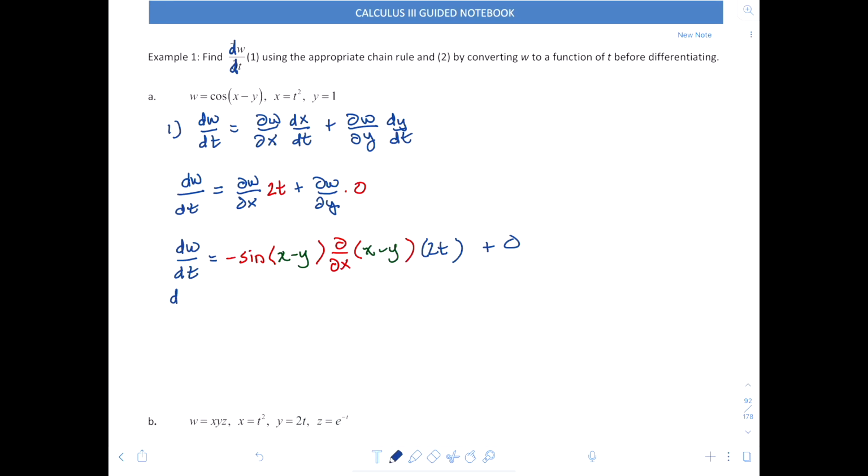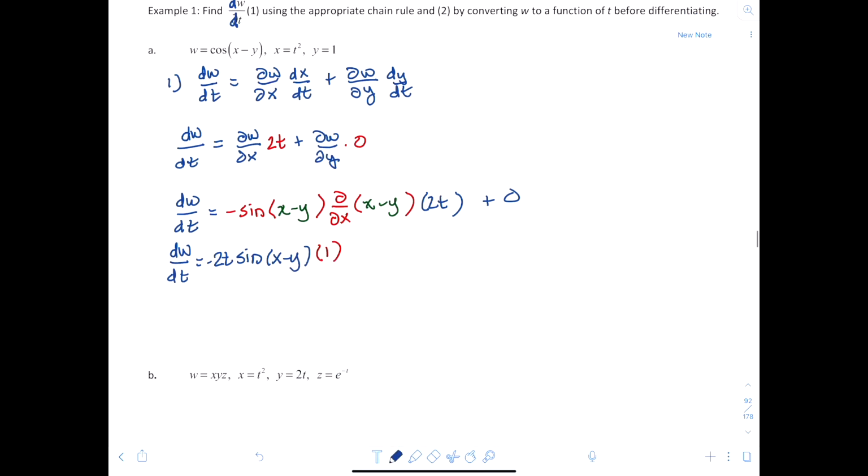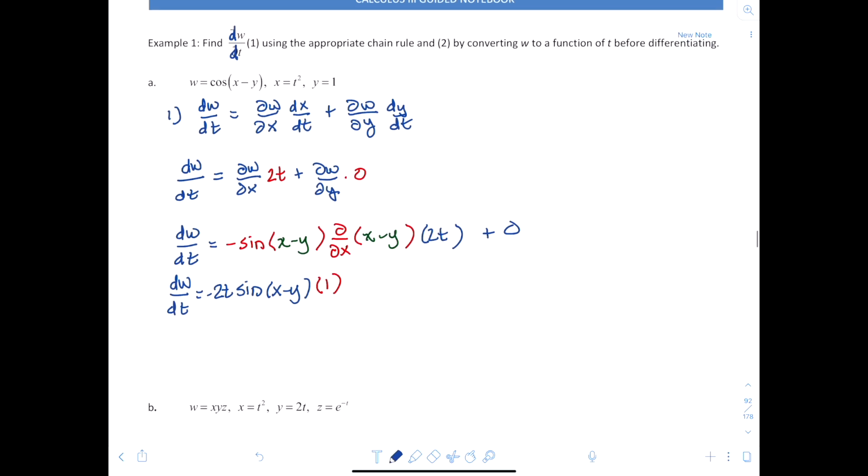Continuing, we will have dw/dt equal to negative 2t times sine of x minus y, and then the partial derivative with respect to x of x minus y is just going to be 1. And we've already put in the 2t. Now we just need to substitute what x is in terms of t. So dw/dt will be equal to negative 2t times sine of, x was equal to t squared and y was equal to 1.